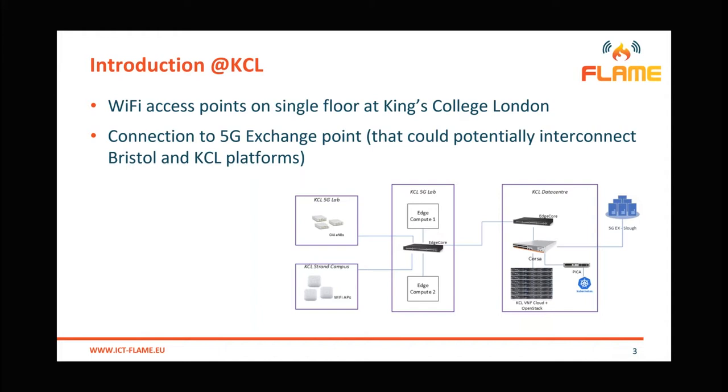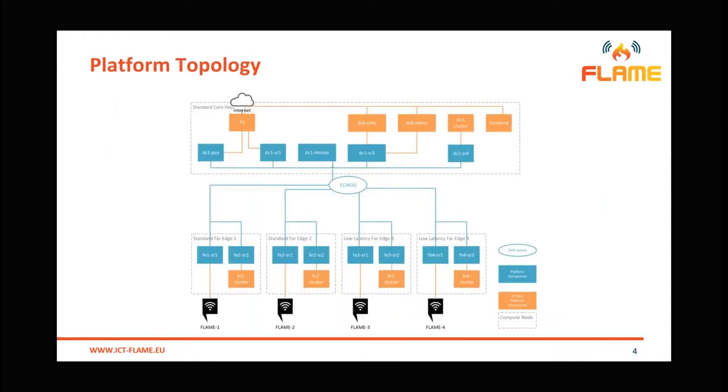They do have, as Navid stated, in Slough, the 5G exchange point, which interconnects KCL with Bristol, because they were both part of the 5G OK efforts. So if there's a need, we could also hook up the 2 deployments to form a single deployment so that the service could run in 2 cities, all orchestrated through a single platform. But that's something that's possible, but not on the agenda at the moment. But again, it's possible. So the topology for KCL, so 4 access points on the single floor indoor.